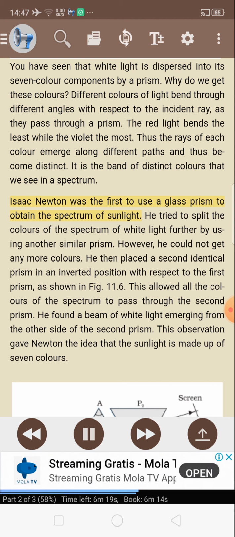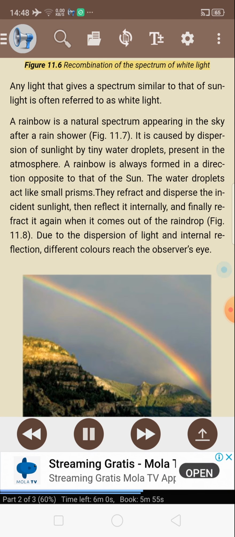Isaac Newton was the first to use a glass prism to obtain the spectrum of sunlight. He tried to split the colors of the spectrum of white light further by using another similar prism. However, he could not get any more colors. He then placed a second identical prism in an inverted position with respect to the first prism as shown in figure 11.6. This allowed all the colors of the spectrum to pass through the second prism. He found a beam of white light emerging from the other side of the second prism. This observation gave Newton the idea that the sunlight is made up of 7 colors. Figure 11.6 Recombination of the spectrum of white light. Any light that gives a spectrum similar to that of sunlight is often referred to as white light.